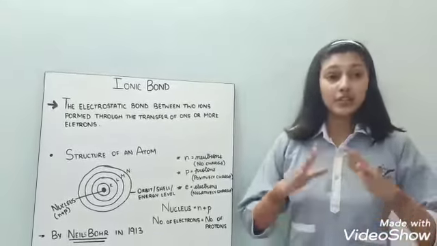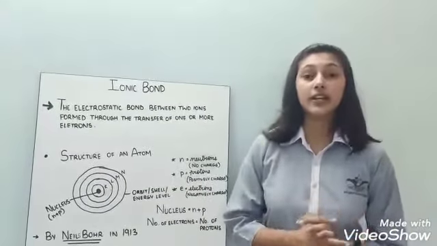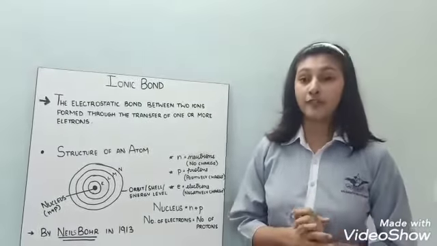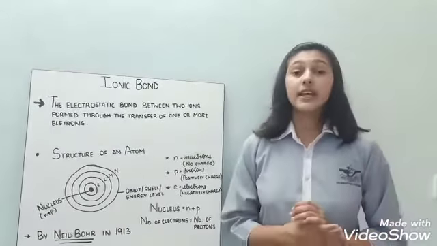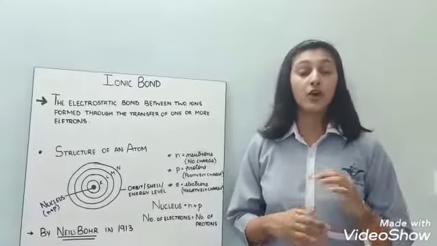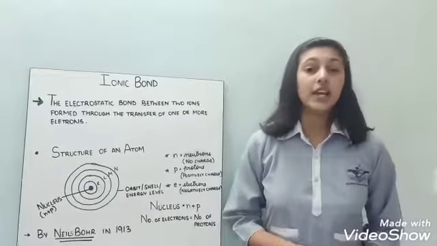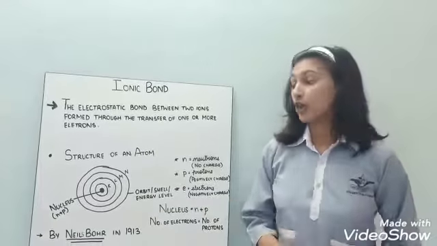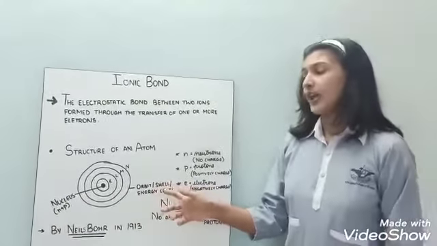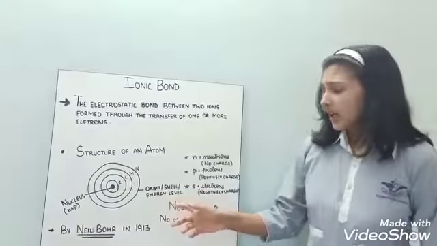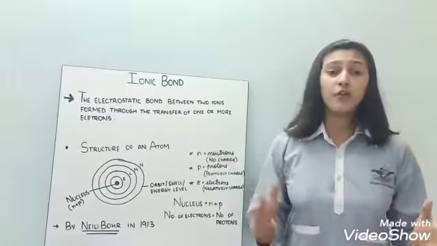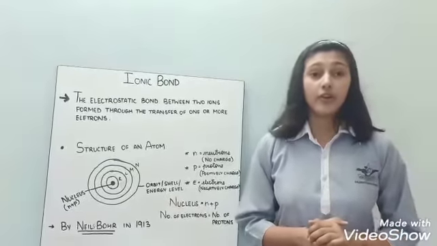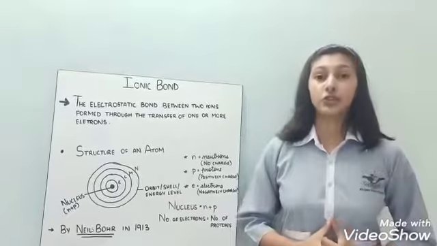The whole mass of the atom is concentrated in the nucleus. Therefore, it is the heaviest part of the atom. The nucleus is positively charged because of the presence of protons. Electrons revolve around the nucleus in a circular path called orbit, shell or energy level. The number of electrons and the number of protons in an atom are equal. Therefore, the atom as a whole is neutral.